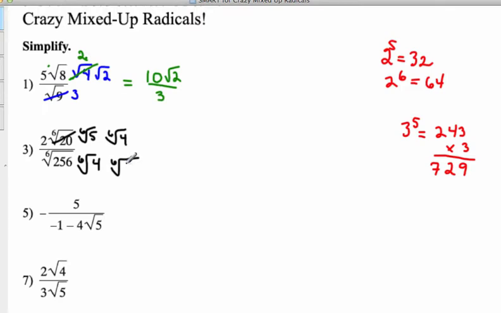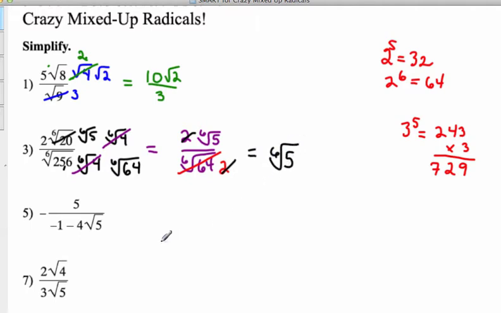4 times 6 is 24. 4 goes into 16 4 times. Oh, would you look at that? So I'm going to cancel the sixth root of 4's. Now, what's left? I have 2 sixth root of 5 over sixth root of 64. Well, we just discovered over here sixth root of 64 is 2, and then we can cancel the 2's. Very nice. Sixth root of 5 is our answer.